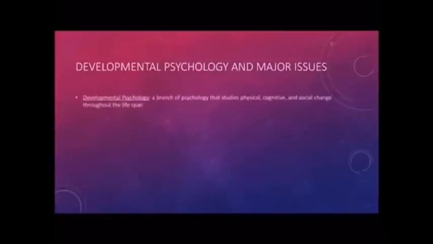All right, so this chapter focuses on the branch of developmental psychology, and this branch is going to study all the different types of changes that occur throughout the lifespan, like physical, cognitive, and social changes among people. And those key words for this branch of psychology are throughout the lifespan. We're measuring these changes from birth to death.